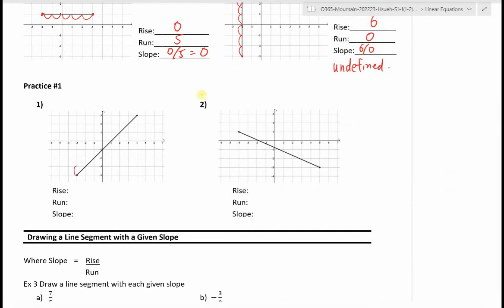Okay, so let's count. That's 1, 2, 3, 4, 5, 6, 7. So the slope is 7 out of 7, which is 1, okay?